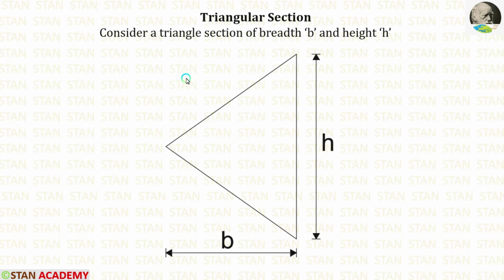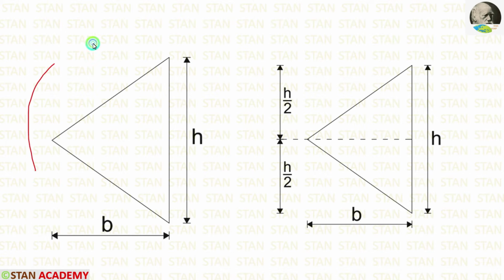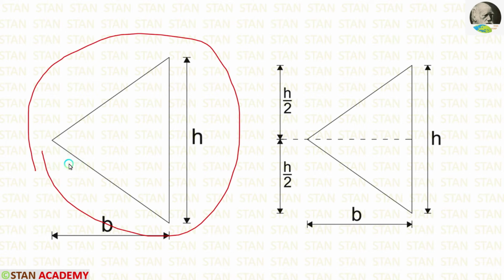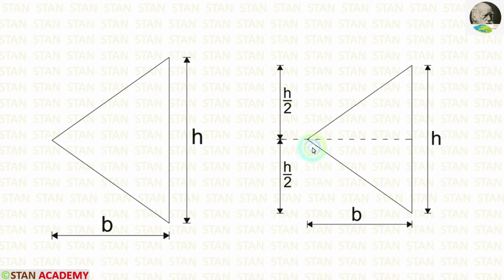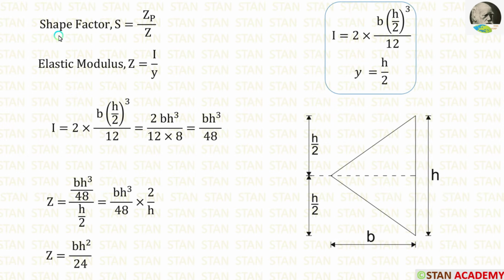Now let us find the shape factor for the another type of triangle. In this triangle, the height is given as h and the breadth is given as b. In this triangle, we can easily calculate the shape factor because it is symmetrical on the top and bottom. So the neutral axis lies on the center. We know that the formula for shape factor is equal to Zp by Z. In this formula, first let us find Z, the elastic modulus.